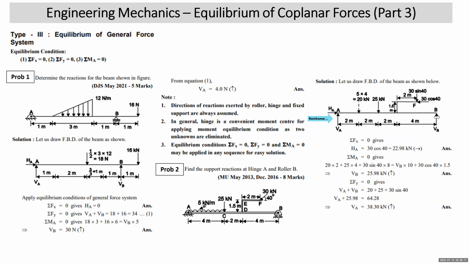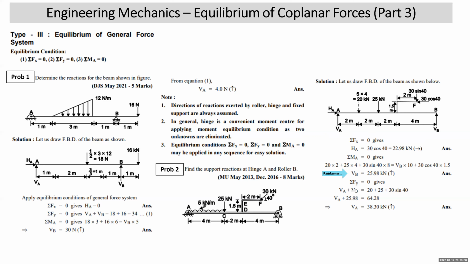All right, VB is at 10 meter. VB will also give you anti-clockwise moment. So VB into 10 and 30 cos 40 into 1.5, these two are anti-clockwise. This way you get the value of VB, 25.98 kilonewton.